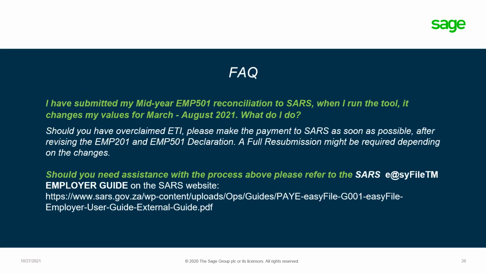Closing off with a frequently asked question. I have submitted my Metro EMP 501 reconciliation to SARS. When I run the tool, it changed my values from March to August 2021. What do I do? Should you have overclaimed your ETI, please make the payment to SARS as soon as possible after you have revised your EMP 201 and EMP 501 declaration. A full resubmission might be required depending on the changes.